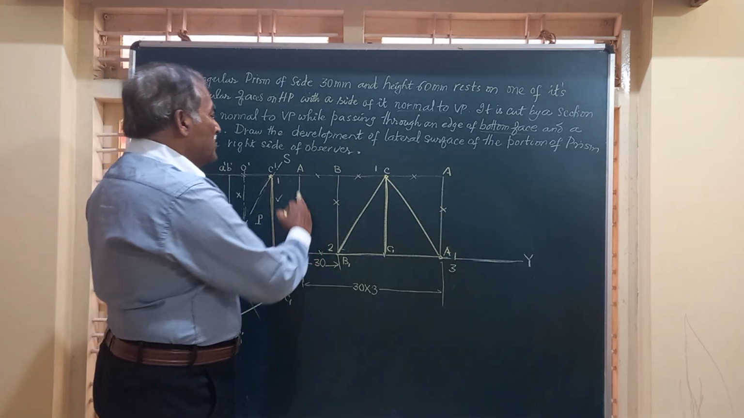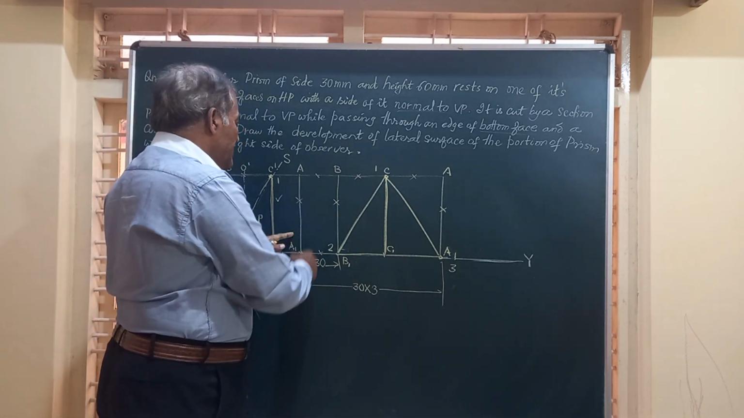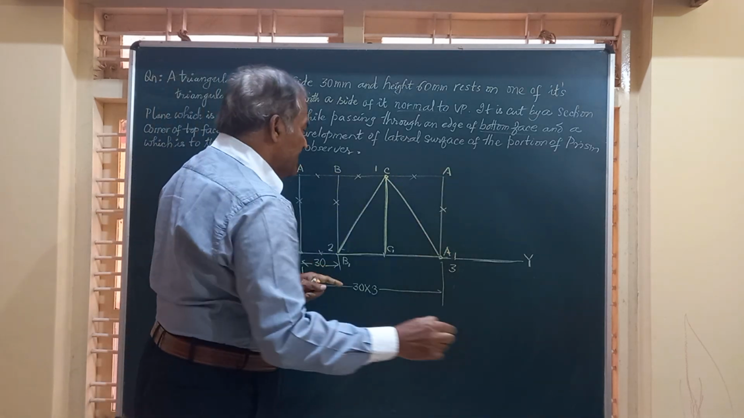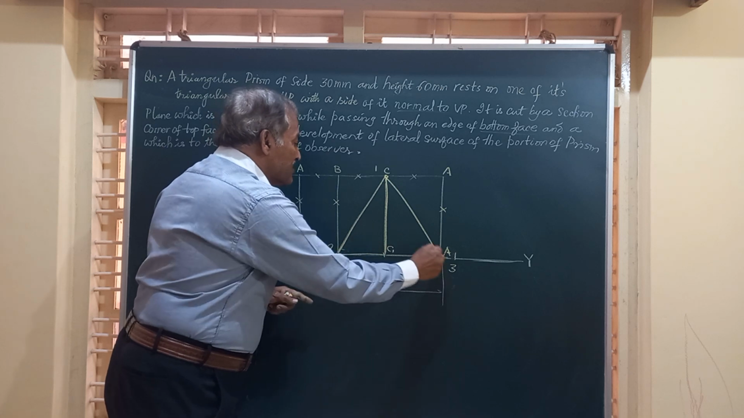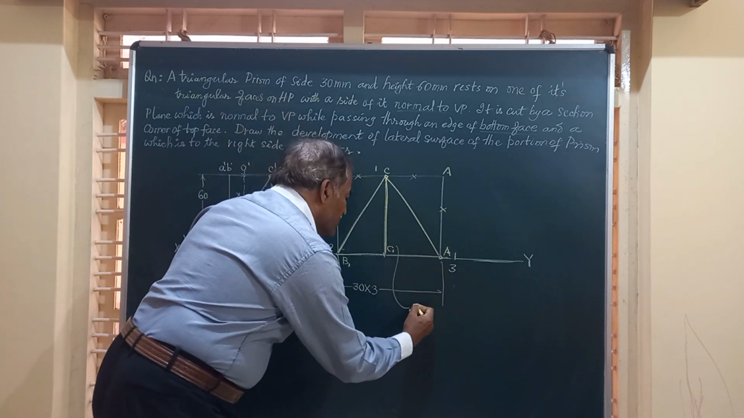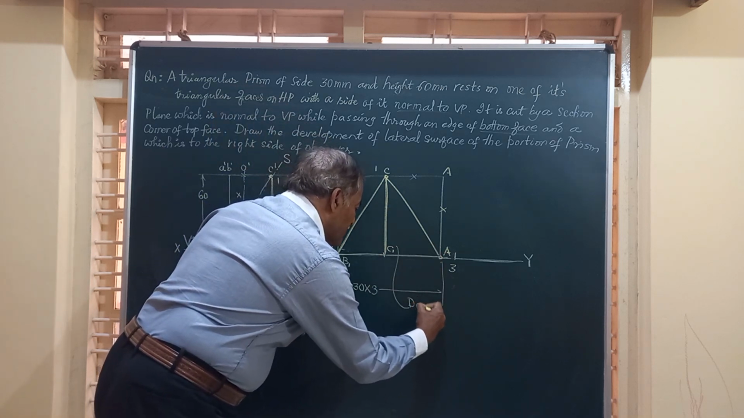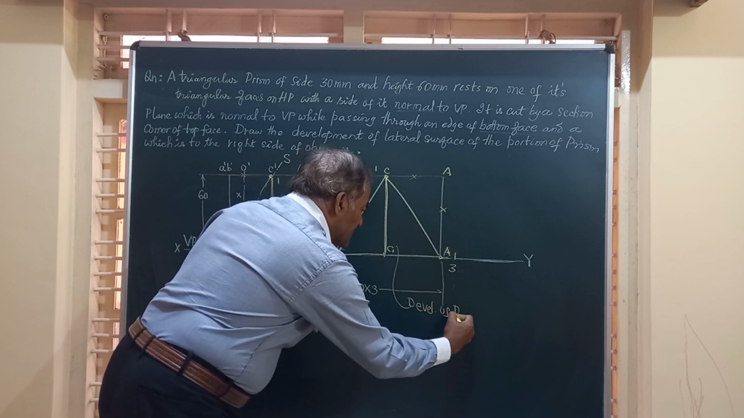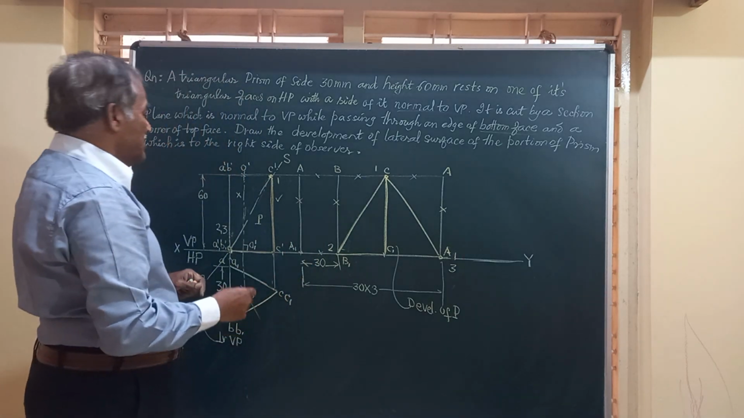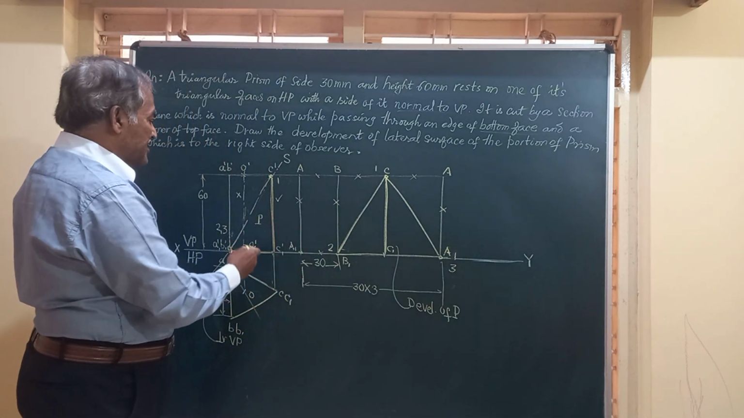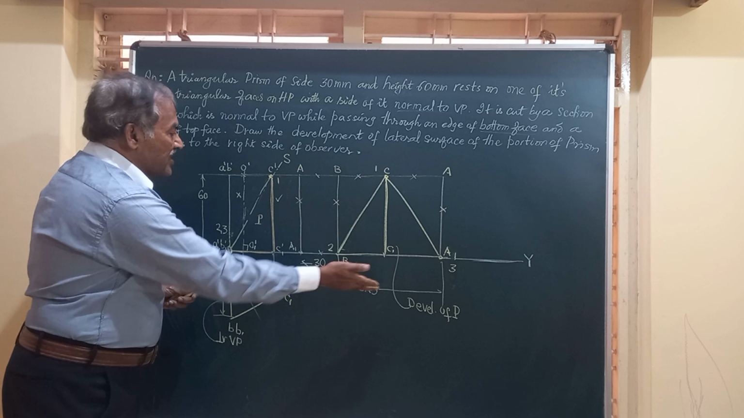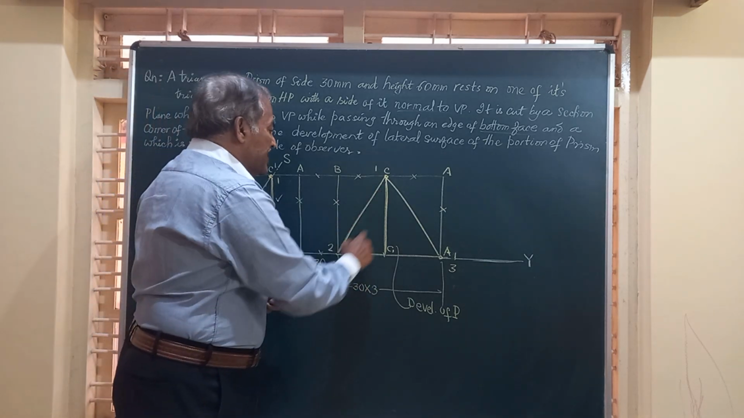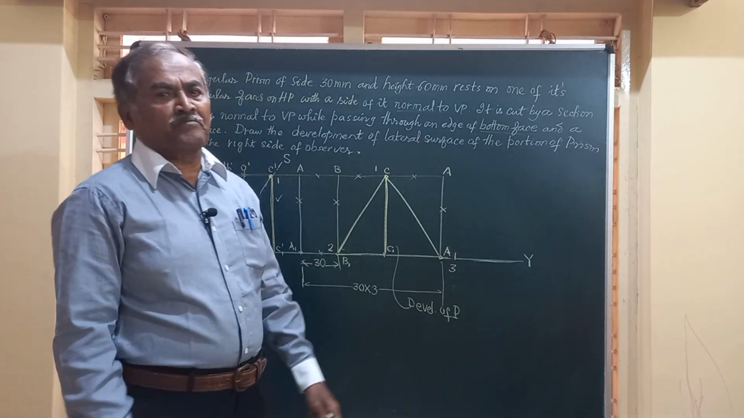And all the construction lines like this AA1, BB1, AA1, and all these will be shown by thin line, excepting for this portion, which gives you the development of P, that is the lateral surface of the object or the prism, which is to the right side. So for this portion, if you develop, you get a triangle like this.